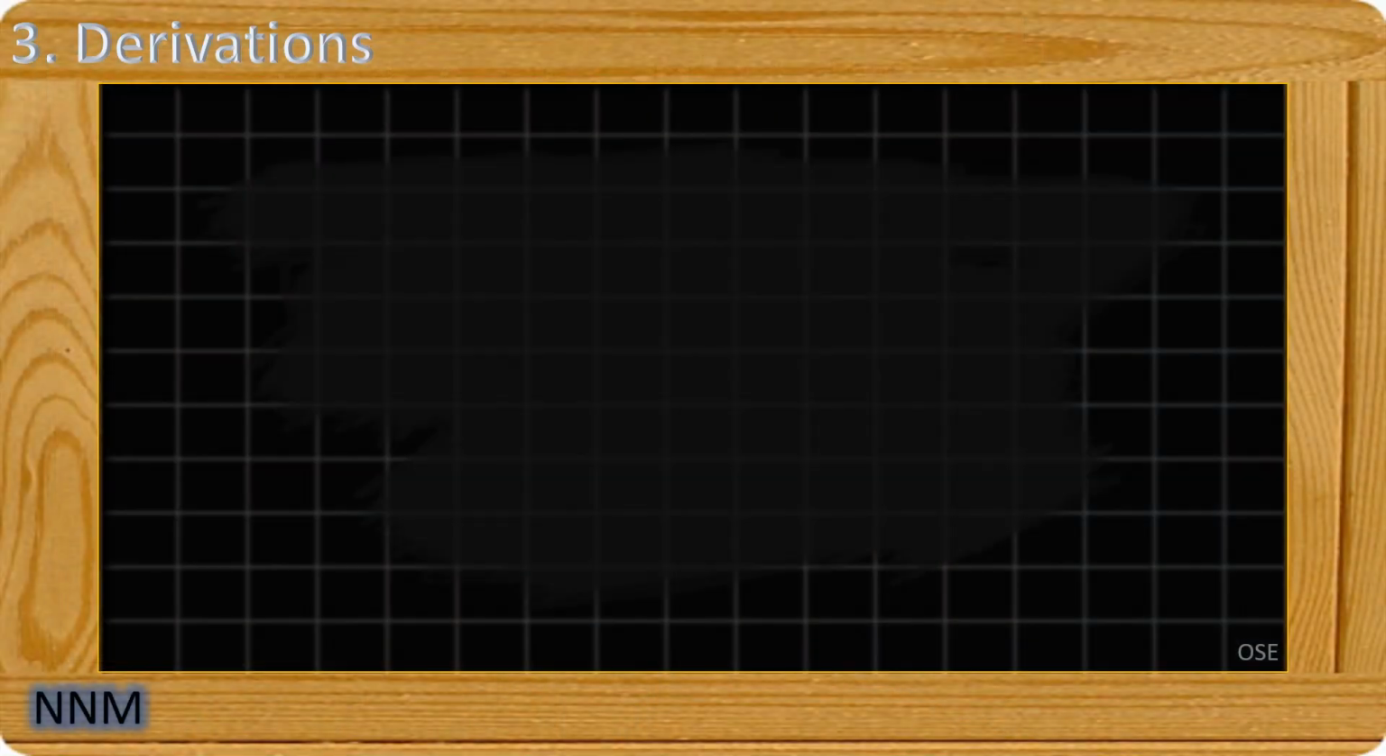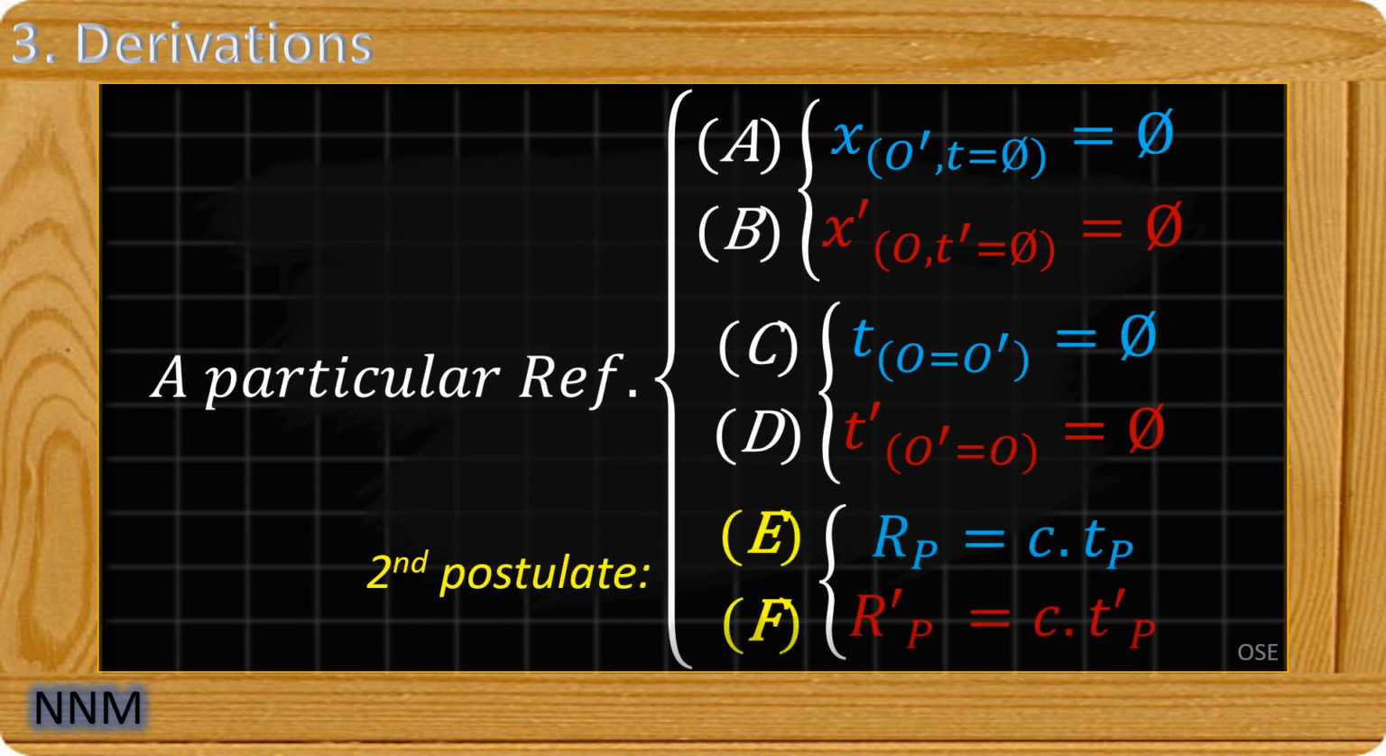According to the second postulate of the theory of relativity, the speed of light is equal in the referential frame S and in the referential frame S prime. This gives a total of 6 conditions. This means that it is not a question of studying all the light waves, but only a very particular light wave emitted in O and O prime at the instant t and t prime.